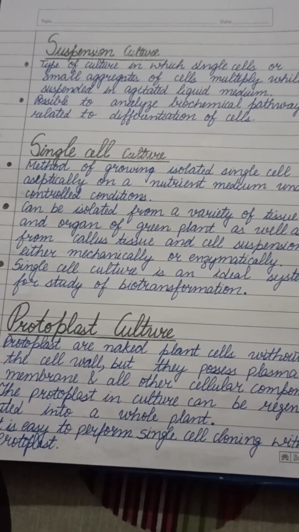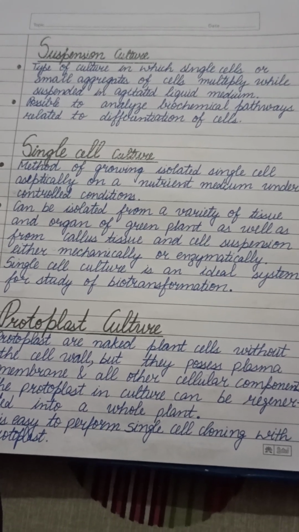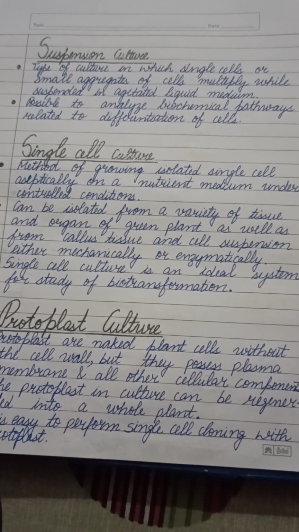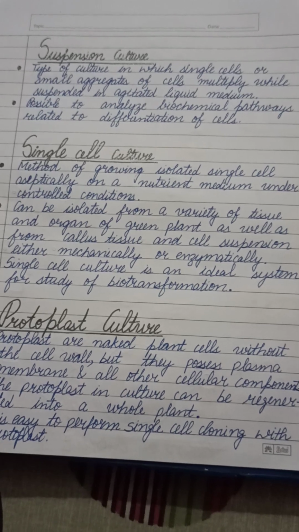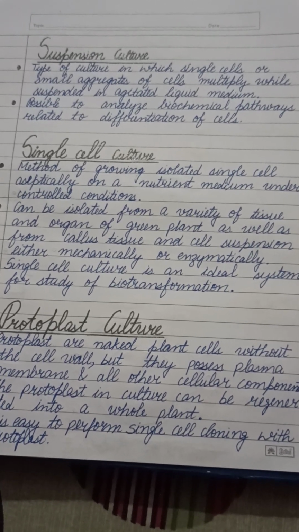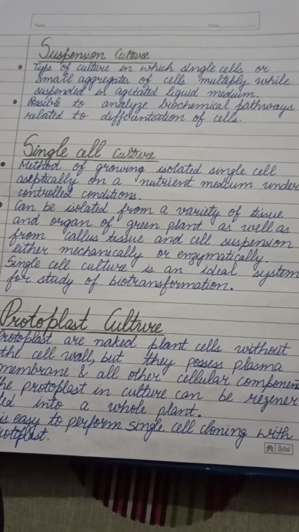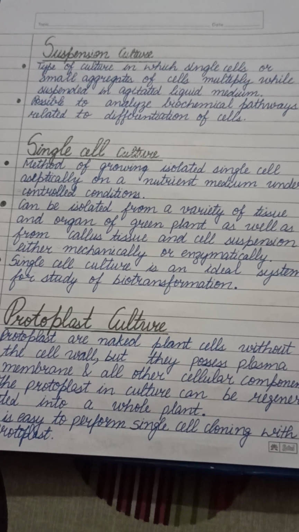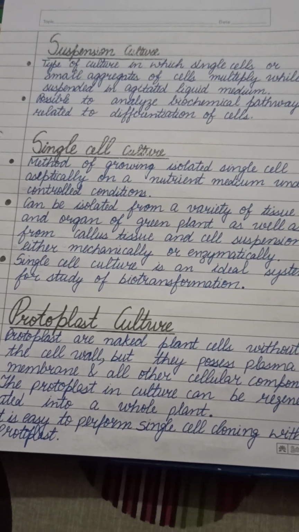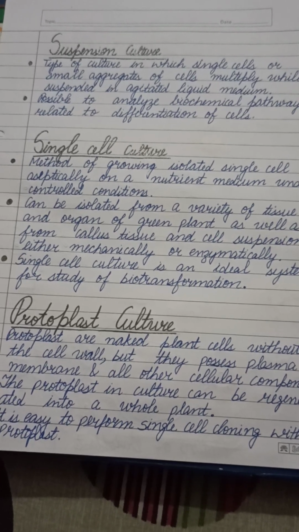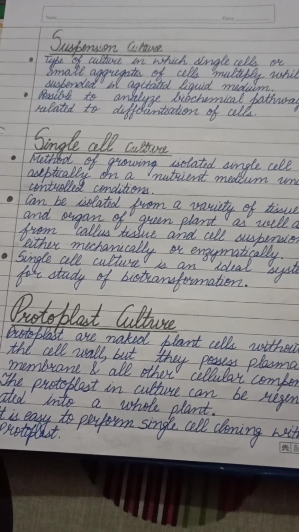Suspension cultures. A type of culture in which single cells or small aggregates of cells multiply while suspended in agitated liquid medium. It is possible to analyze biochemical pathways related to differentiation of cells. Single cell culture. A method of growing an isolated single cell aseptically on a nutrient medium under controlled conditions. It can be isolated from a variety of tissues and organs of green plants as well as from callus tissue and cell suspension either mechanically or enzymatically. Single cell culture is an ideal system for study of biotransformation.